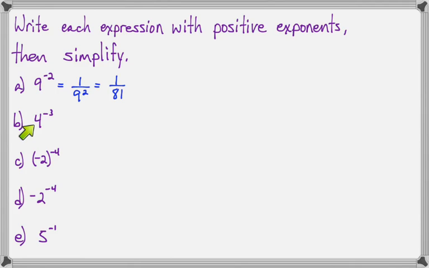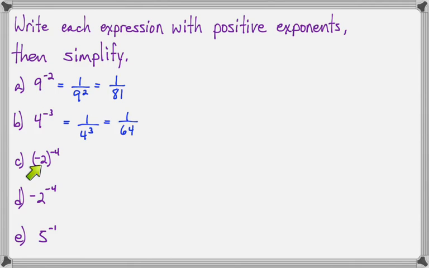All right, let's do the same thing again. 4 to the negative third is 1 over 4 to the positive third. And then 4 to the positive third power is 64. So we get 1 over 64. Now notice both times we changed the sign of the exponent, but not the sign of the base. The base was positive and it stayed positive.